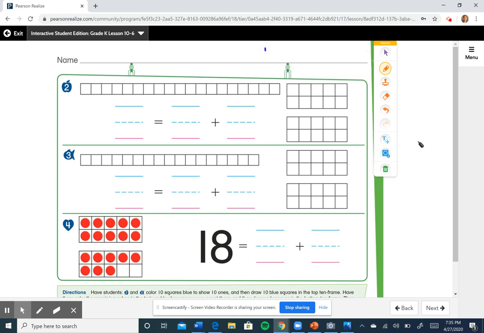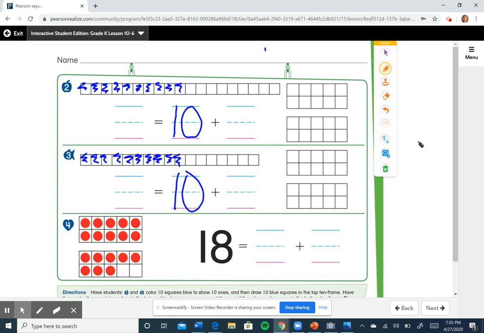So make sure we need to have 10 blues. 10 blues for 3 and 4. So here's your 10 blues, and I'm going to color them in. 1, 2, 3, 4, 5, 6, 7, 8, 9, 10. 1, 2, 3, 4, 5, 6, 7, 8, 9, 10.